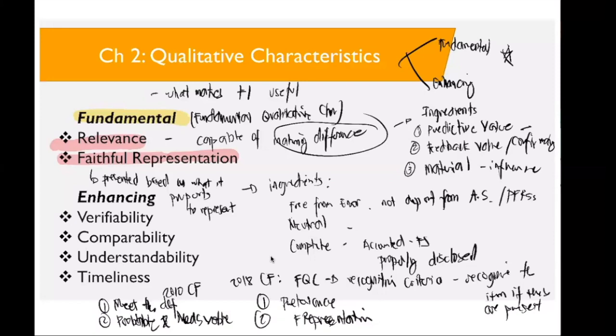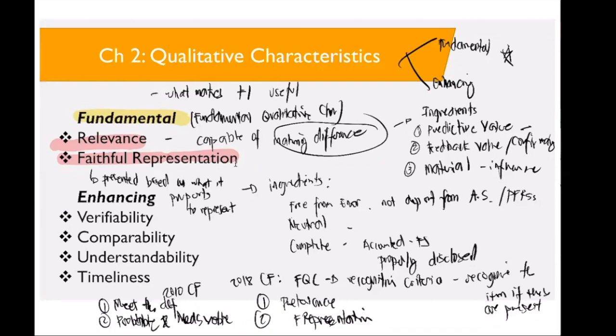We go now to your enhancing qualitative characteristics. So what are the enhancing qualitative characteristics? So we have here four: verifiability, comparability, understandability, and timeliness. Okay, so what do we mean by verifiability?